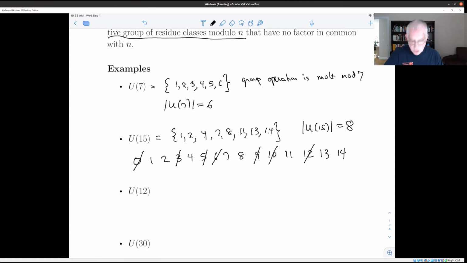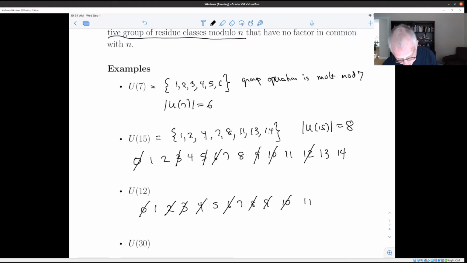U of 12 we can work out the same way. We can write down the residue classes mod 12. Now 12 is divisible by 2 and 3, so we need to cross off any residue class which has a factor of 2 or a factor of 3. So 0, 2, 4 are divisible by 2, 3 is divisible by 3, 6 is divisible by both 2 and 3, 8 is divisible by 2, 9 is divisible by 3, and 10 is divisible by 2. So we're just left with 4 things: 1, 5, 7, and 11. And so U of 12 has 4 elements.